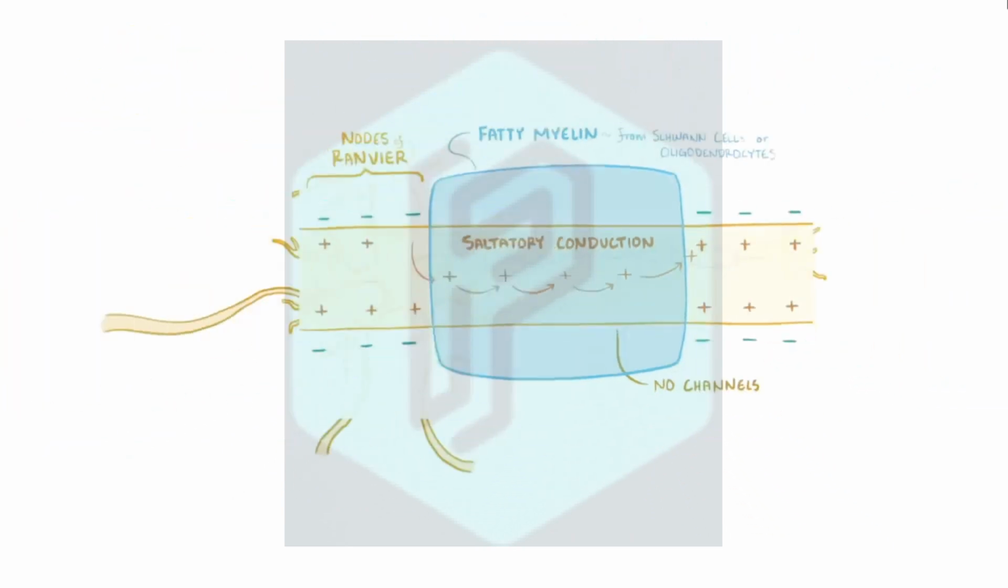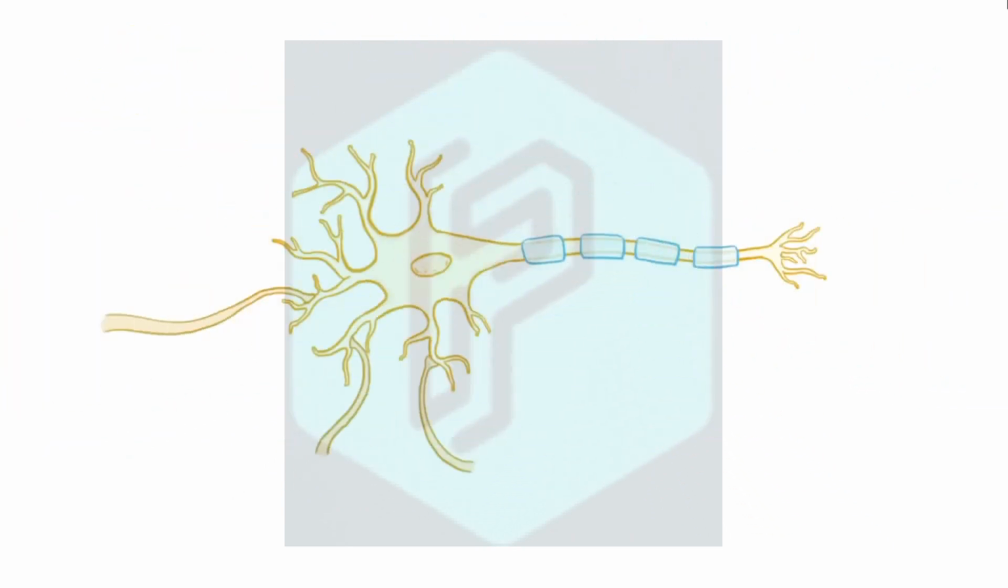Alright, as an extremely quick recap, neuron action potentials happen when dendrites receive enough EPSPs to open voltage-gated sodium channels, which causes rapid depolarization of the neuronal membrane and propagation of an electrical charge from node to node down the length of the axon.